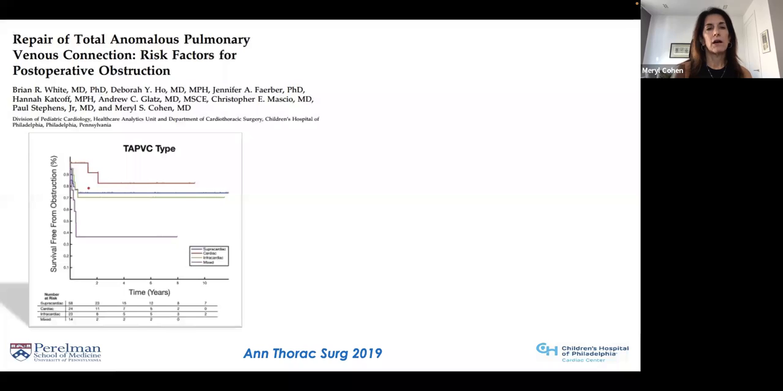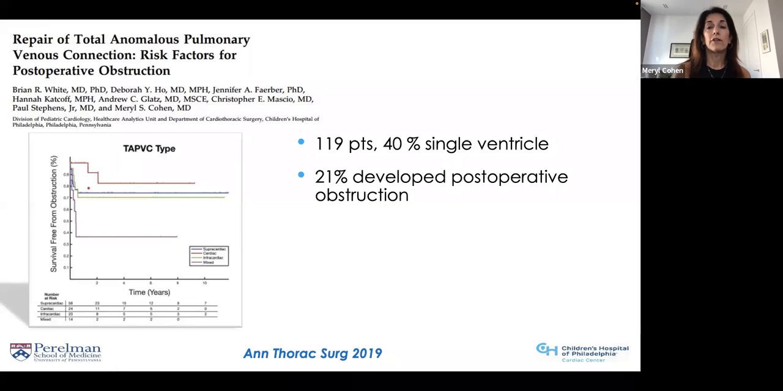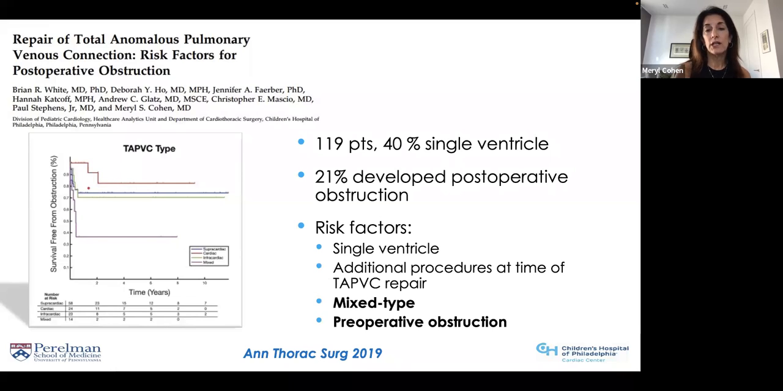We looked at our risk factors for postoperative obstruction in total anomalous pulmonary venous connection. We had almost 120 patients, of which a significant number, 40%, had single ventricle, and over a fifth of them developed postoperative obstruction. The risk factors for postoperative obstruction included single ventricle, if they needed an additional procedure at the time of their total veins repair, if they had the mixed type, which you see here in purple, which has the worst survival of all, and if they had preoperative obstruction.